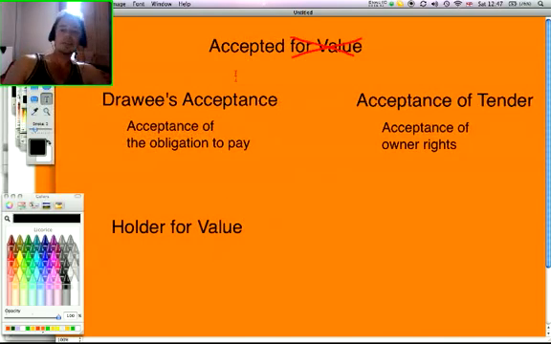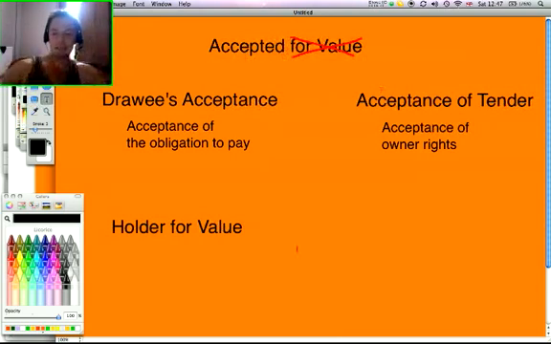So accepting to pay, accepted for value, only helps the issuer of the bill, because you're confirming that you received valuable consideration in exchange for paying. So it doesn't help the drawee, it doesn't help us, it helps them. It doesn't make sense for us to write that, okay? Think about it in the real world.